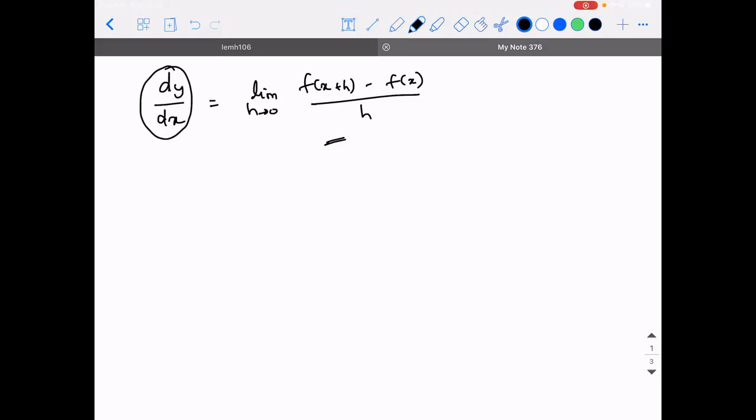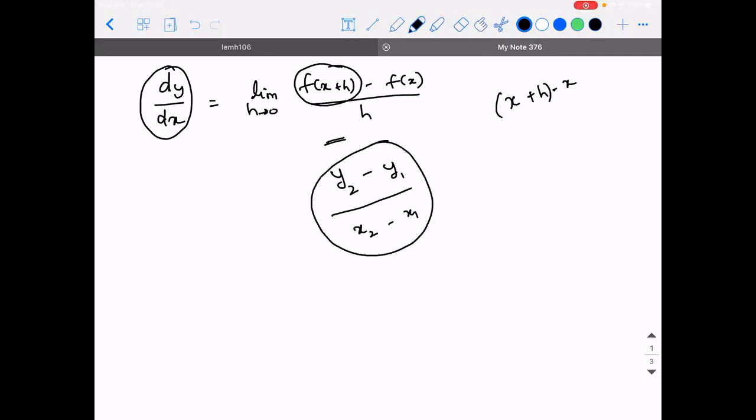This is nothing but y2 minus y1 divided by h, I can write it as x plus h minus x. Where x plus h, I will call it as x2 minus x1. You would have seen this formula already, right? Where did you see this formula? Y2 minus y1 by x2 minus x1. It is the slope of a straight line if 2 points are given on the straight line, right?